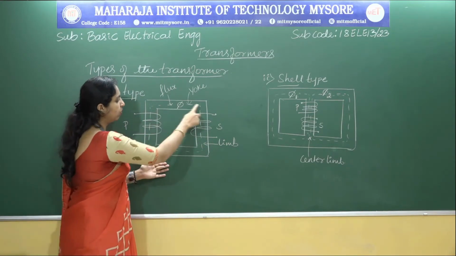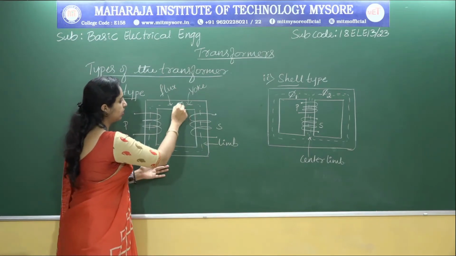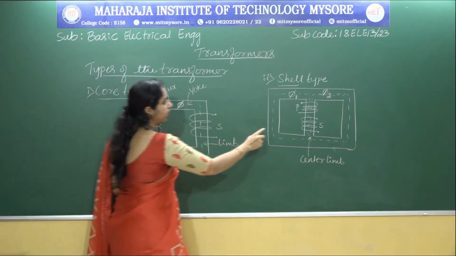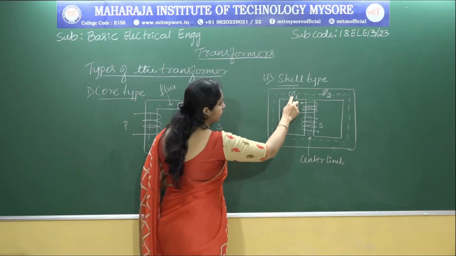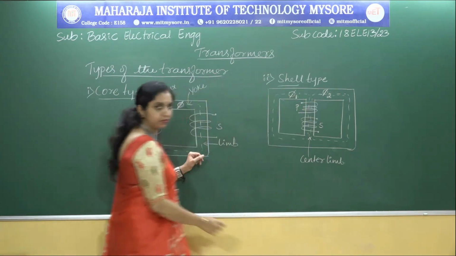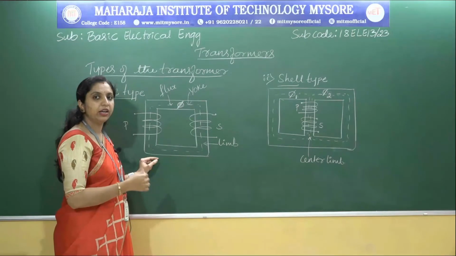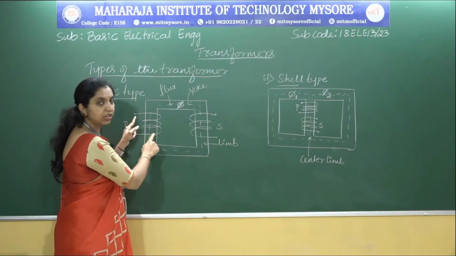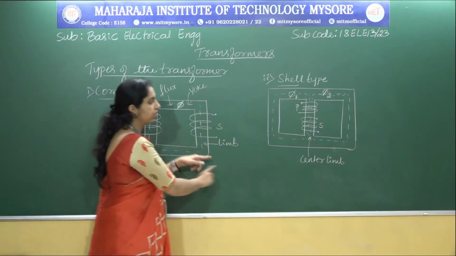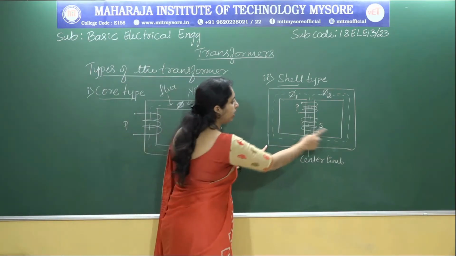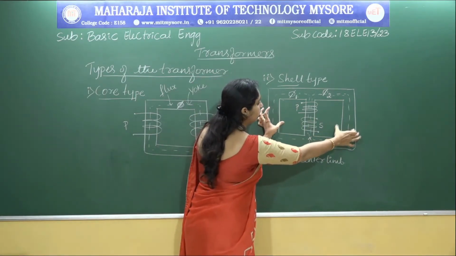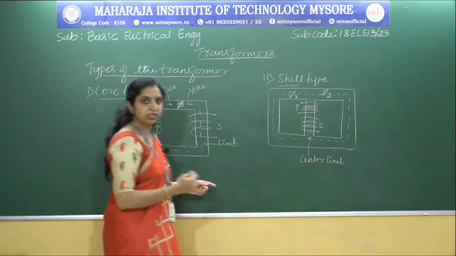What is the next difference? Here you can see only one magnetic flux. We represent the magnetic flux as phi. Here you can see only one magnetic flux, but here we have two magnetic fluxes, phi 1 and phi 2. Another difference is that the winding encircles the core here. This is the winding, which encircles the core in the first type, but here the core encircles the winding, since we have core at these two parts. That is another difference.